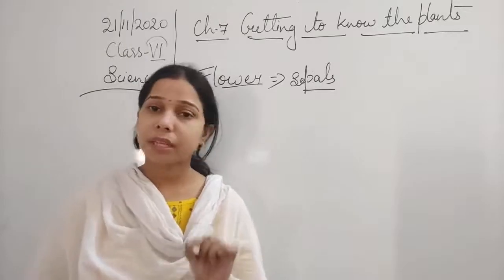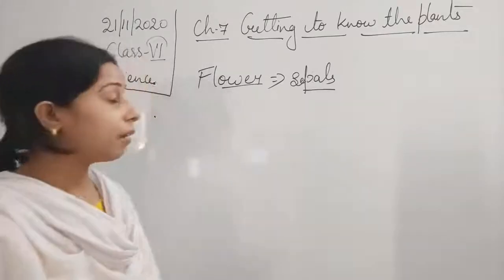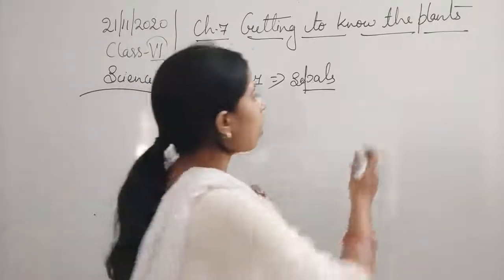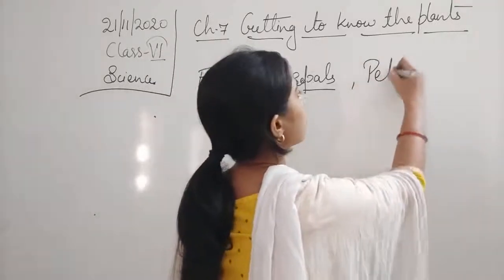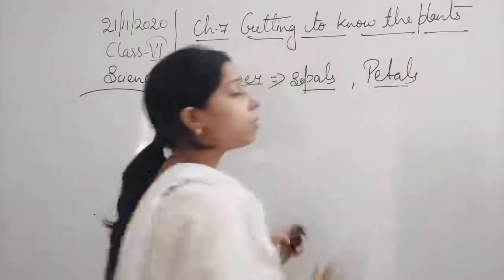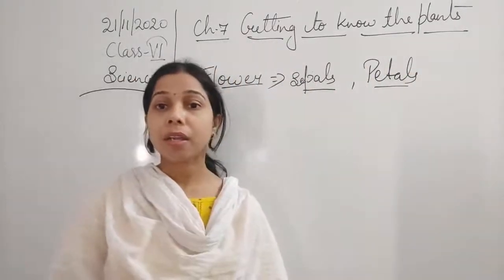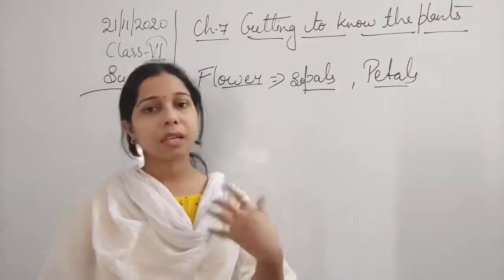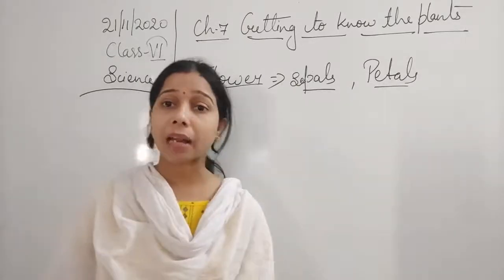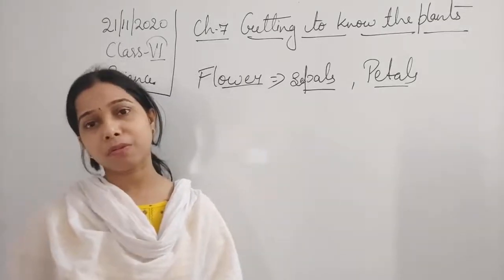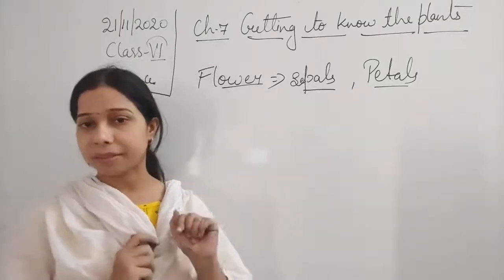So the sepal is present in the flower. That is the green part of the flower, known as the sepal. The next one is the petals. Petals are what, students? This is the colored part of the flower. The beautiful, attractive part of the plant is the flower, and it is attractive due to the presence of the colorful petals.